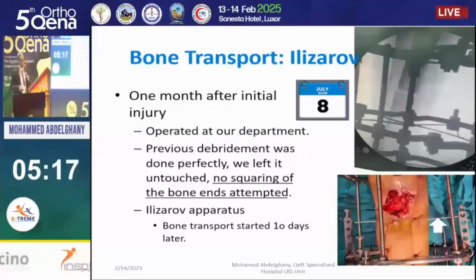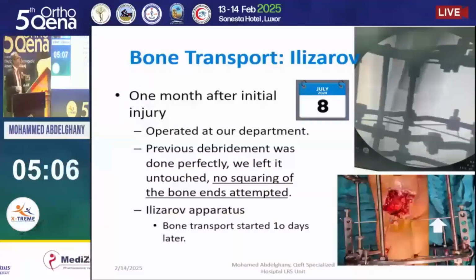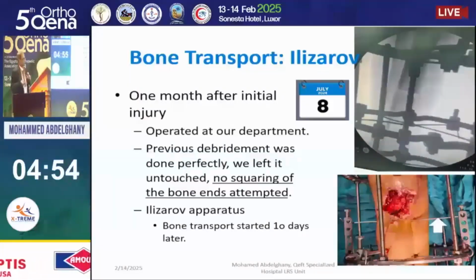One month after the initial injury, we operated on him. We did not do any squaring of the bone ends. We left them untouched because it was a good debridement. This is the C-arm image when we were testing the completeness of the osteotomy. And this is a wire we inserted into the skin to try to pull or distract the skin to close the gap. We have no plastic surgeons at our hospital.